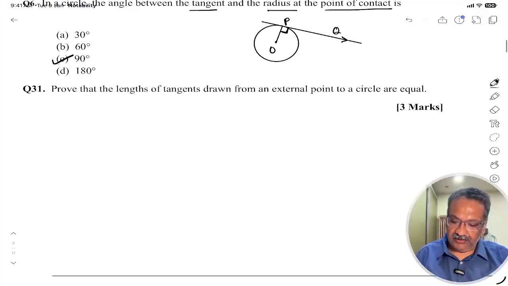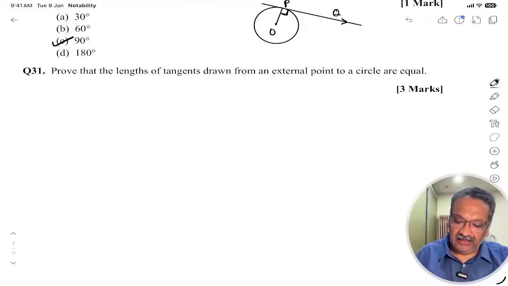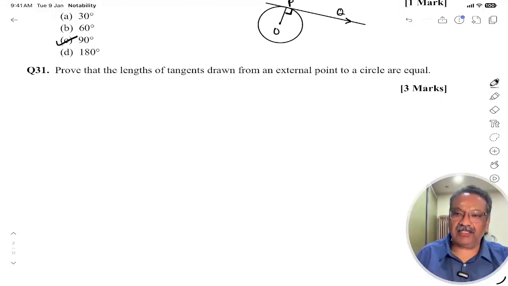Okay, next question is the 3-mark question. Prove that the lengths of tangents drawn from an external point to a circle are equal.